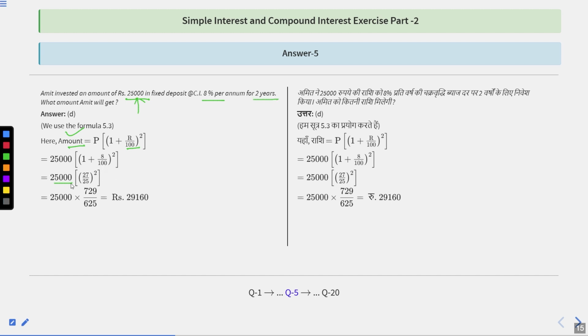So it will become 25,000 times 27 upon 25, whole squared. So when you calculate it, 27 squared is 729 and 25 squared is 625. When we calculate, we get 29,160 rupees. D is the correct answer. Next one.